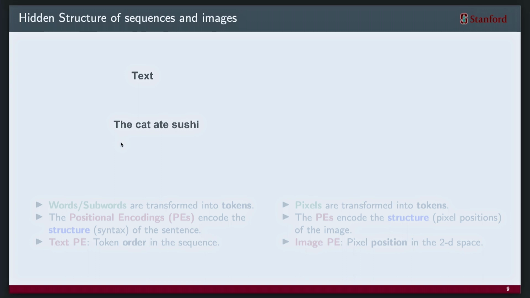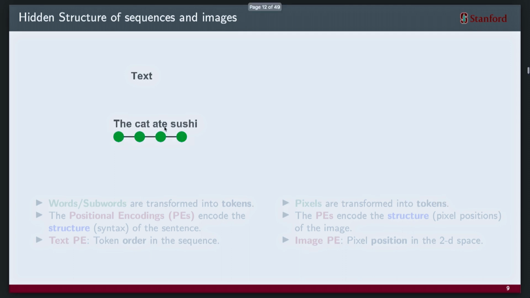In order to understand how we can do that, let's take a step back and look deeper into the hidden structure of sequences and images. To be more precise, let's look at this sentence here: the cat ate sushi, whatever that means. If we think of a sentence as a sequence of tokens, it is easy to see that this sentence actually has a hidden graph structure, which is the line graph. Long story short, each token is connected to the previous token.